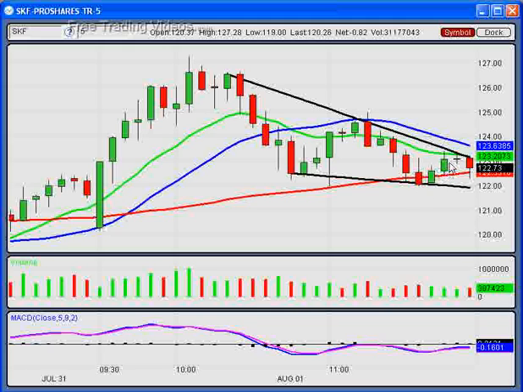Then we move back to the upside. We come right back into that upper trend line again. So we've joined this swing high with this swing high, which is giving us the upper trend line. We can see we traded right back into that resistance right there.